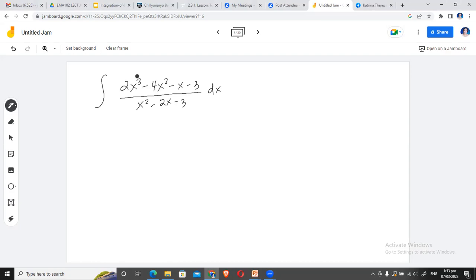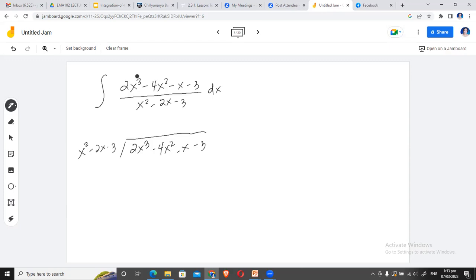Now, what did I say in the study tip? You have to make sure first that you have checked the degree of the numerator and the denominator. In this case, our numerator is of degree 3. Our denominator is of degree 2 only. So as such, there's a need for you to do long division. So you have 2x cubed minus 4x squared minus x minus 3, and you're going to divide it by x squared minus 2x minus 3.